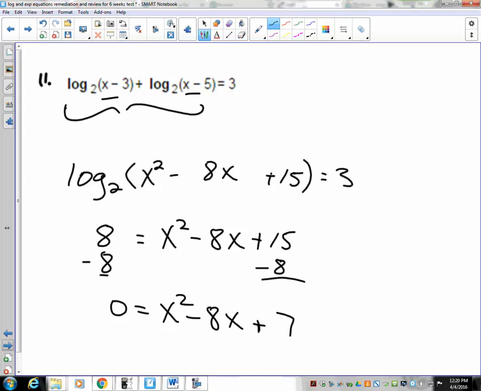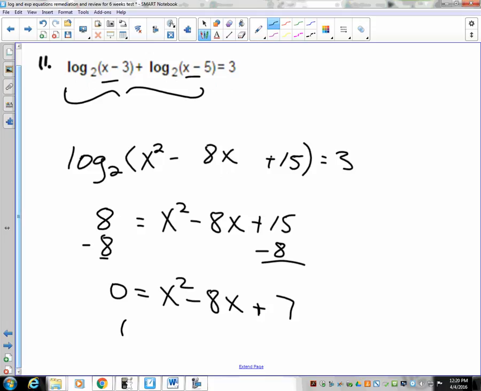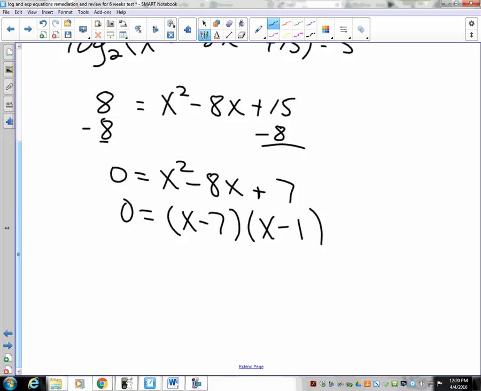There we go. Now, how do we factor? x minus 7, x minus 1, x equals 7 and x equals 1. Now, on these quadratics, not 100% of the time, but most of the time, one of the two will be extraneous.